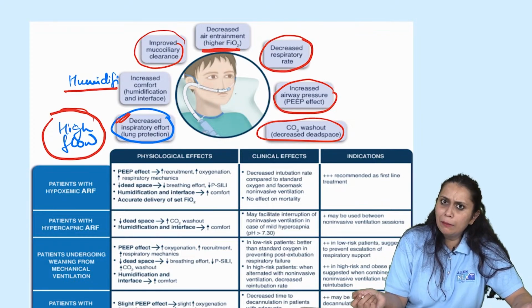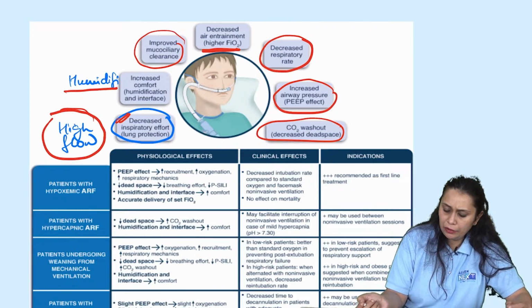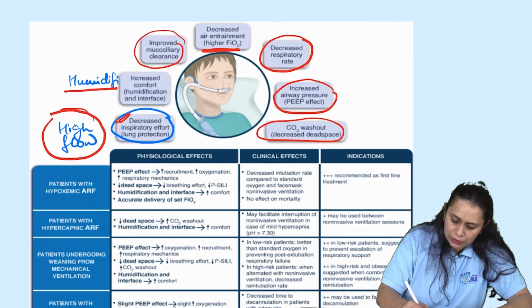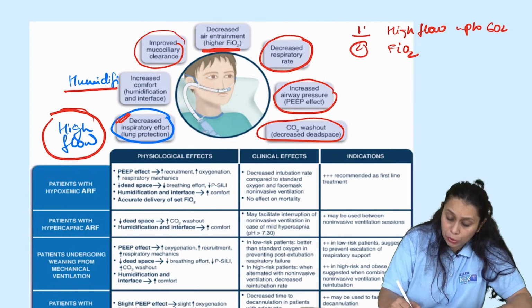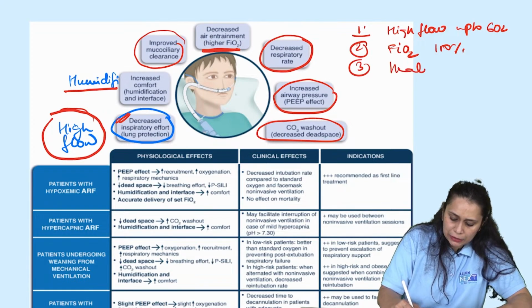So what are the benefits of this high flow nasal cannula? Number one, it can give high flow up to 60 liter per minute. It can give FiO2 up to 100%. It will give heated and humidified gas.